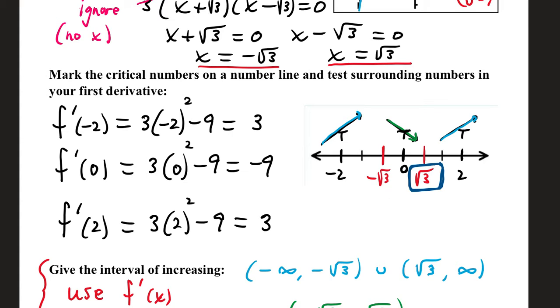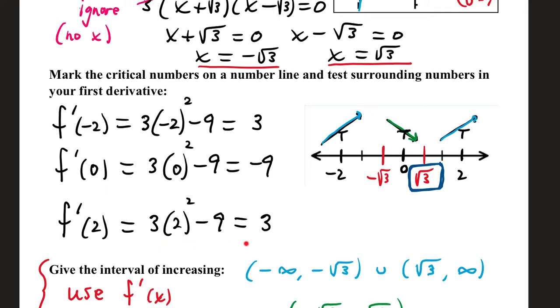We tested between the critical numbers, and 0 was a good choice because 0 is easy to work with, and it's a number between negative and positive square root of 3. The rate of change at x equals 0 was negative, and that meant our function was decreasing between the critical numbers. And then finally, we picked a test number that was larger than square root of 3, and we picked 2. That's a fine choice. It's easy to work with, and it's greater than square root of 3.